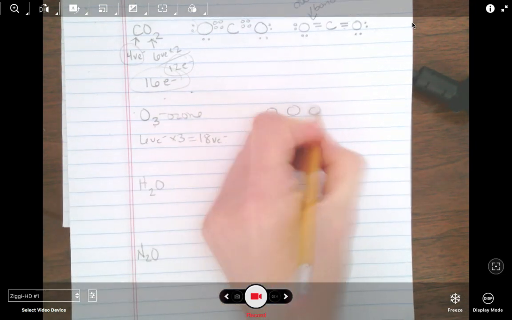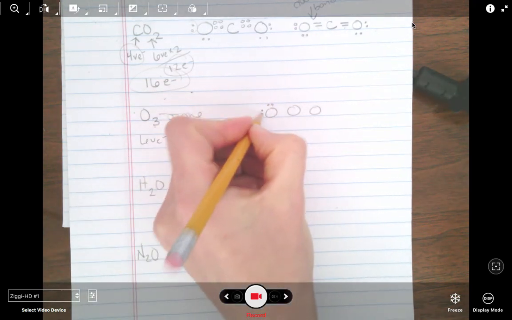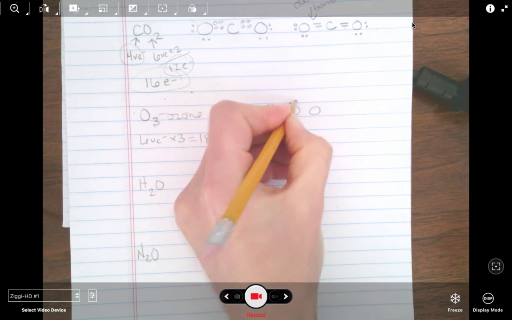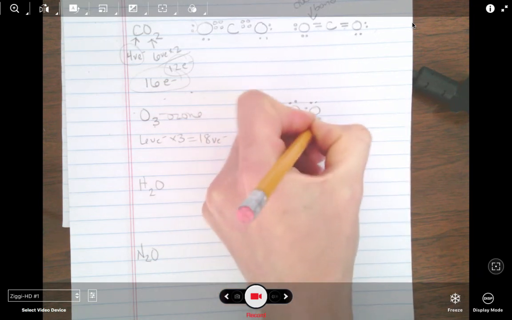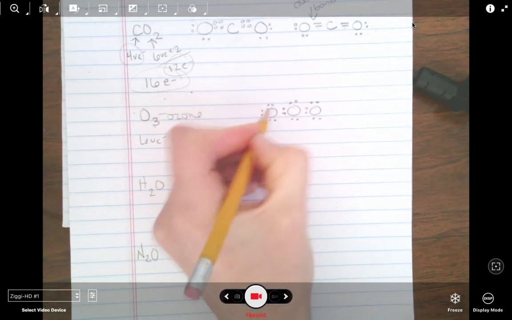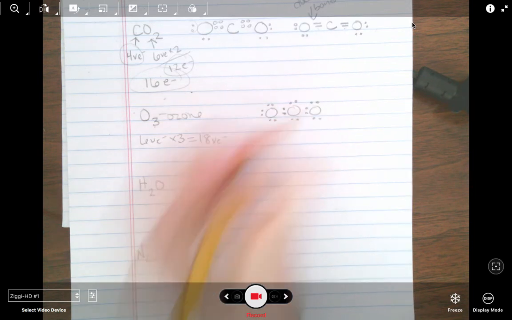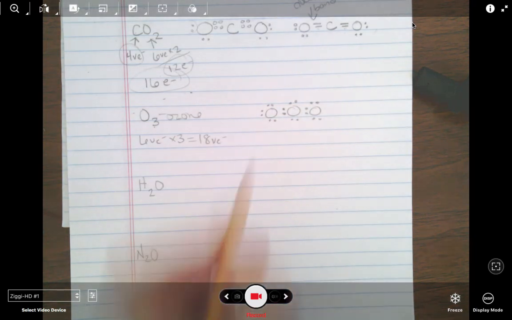1, 2, 3. They each have 6 valence electrons. 1, 2, 3, 4, 5, 6. Okay. So now that I have this, I'm going to go through and make sure that everything has 8 valence electrons, and if they don't, I'm going to move electrons until that happens.